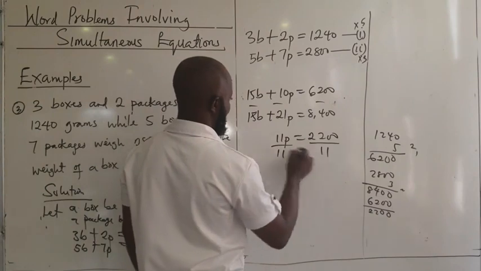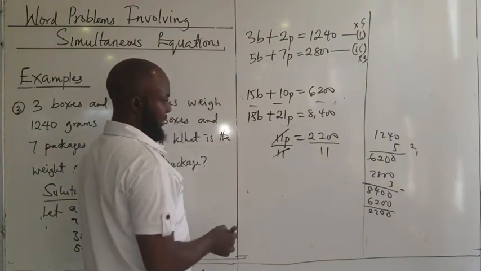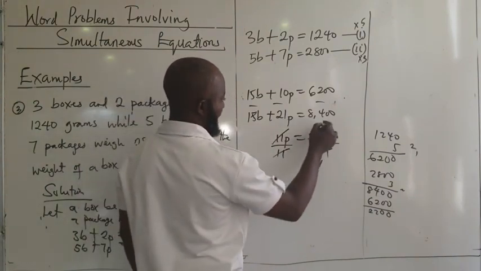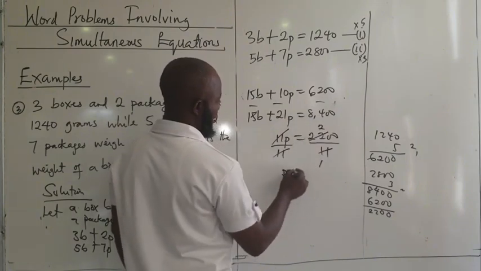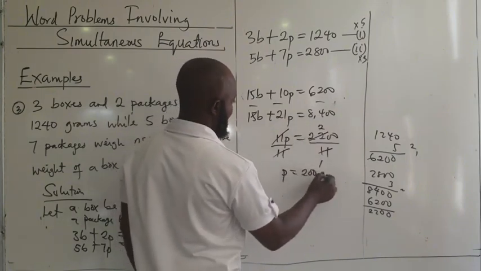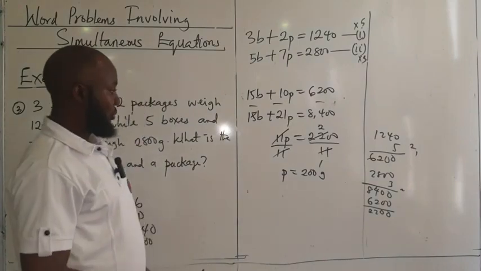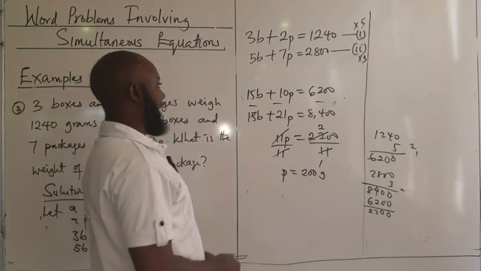By 11. 11 cancel 11, right? Then 11 here 1, 11 here 2. So that means P equals what? 200 grams. That's what it means. So P is 200. So we know the value of P.